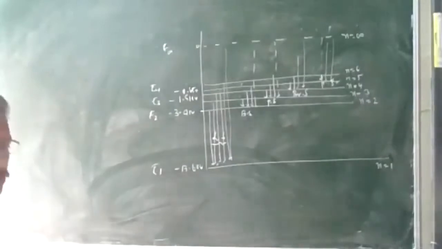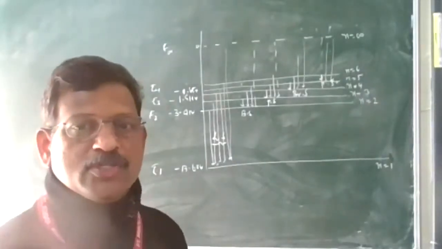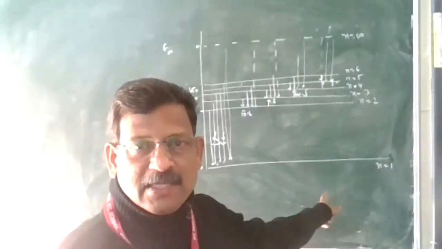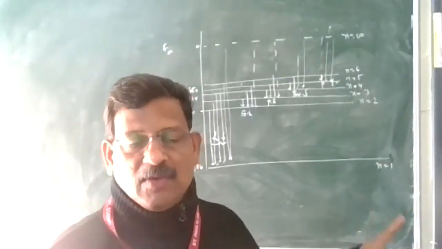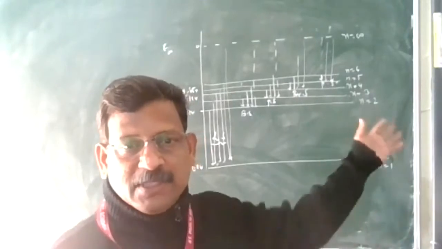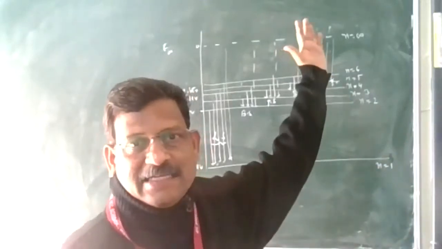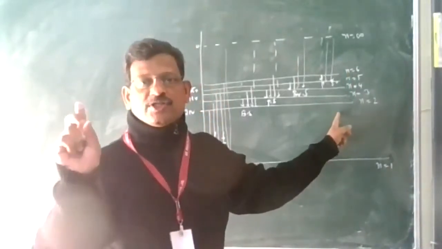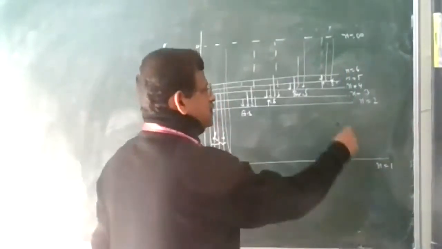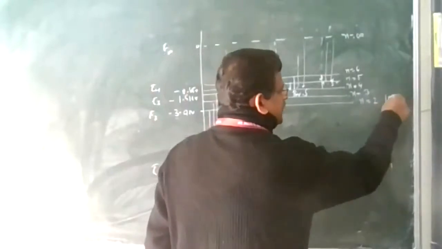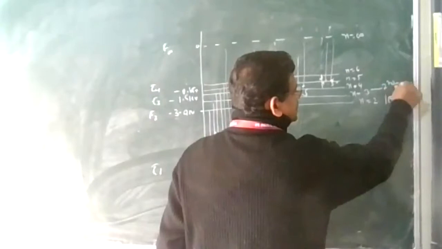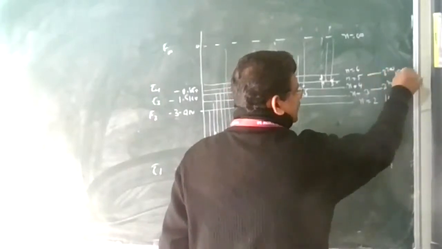What is the excitation energy of the first excited state of hydrogen atom? N equal to 1 is the minimum energy level, known as the ground energy level. Except the ground level, all are called excited energy levels. So N equal to 2 is considered as the first excited energy. This is very important. This is the first excited state, this is the second excited state, and this is the third excited state.